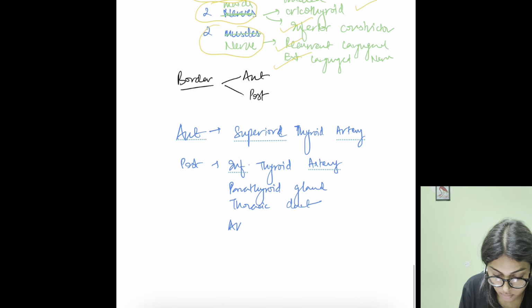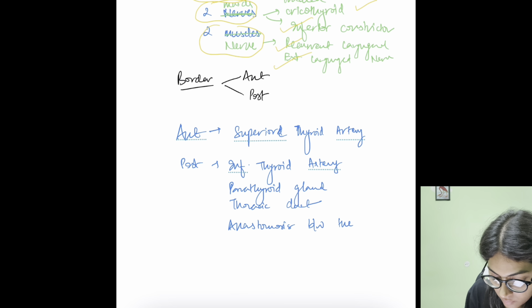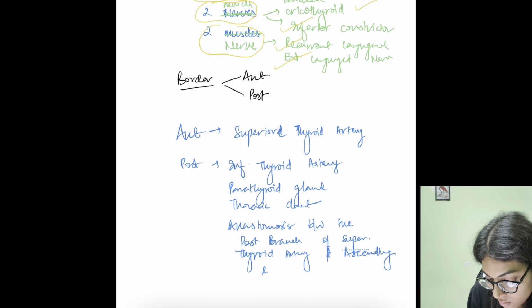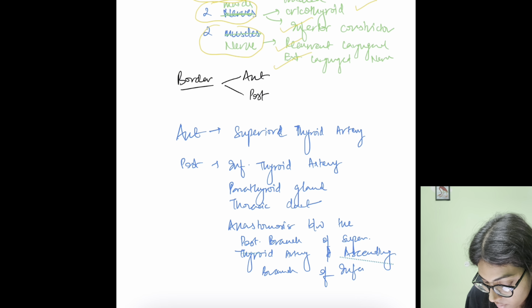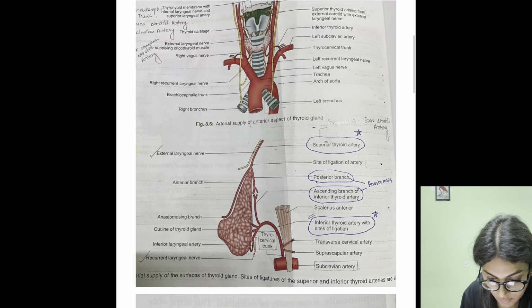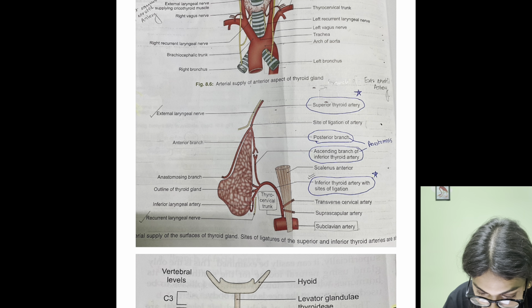and there is an anastomosis between the posterior branch of superior thyroid artery and ascending branch of inferior thyroid artery. So in the diagram we can see there is an anastomosis. This is superior thyroid.